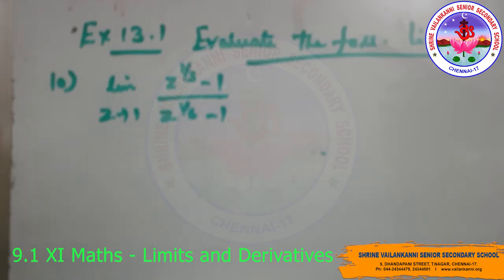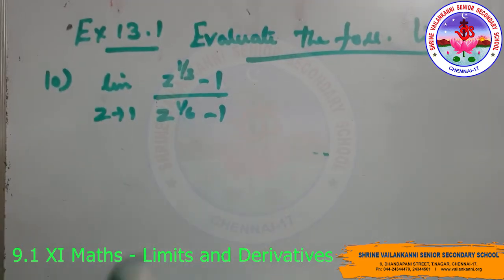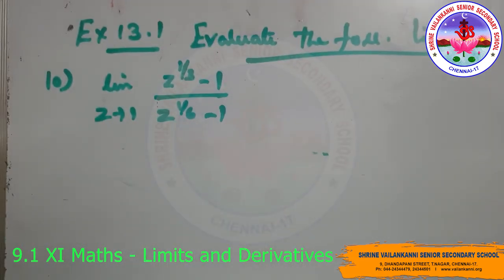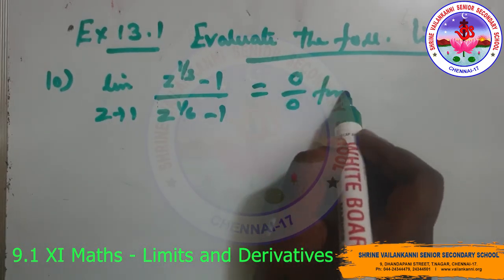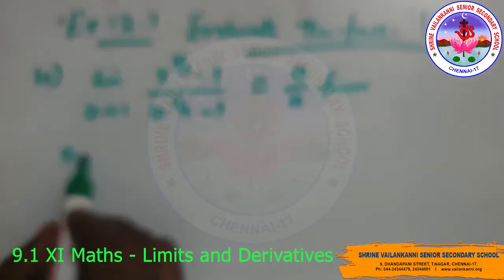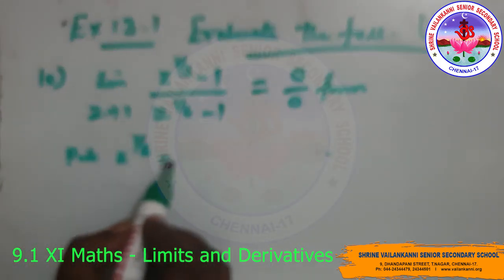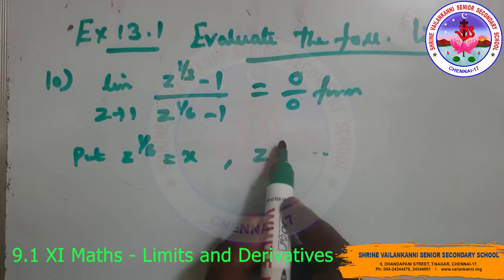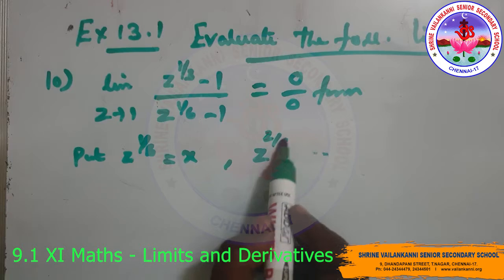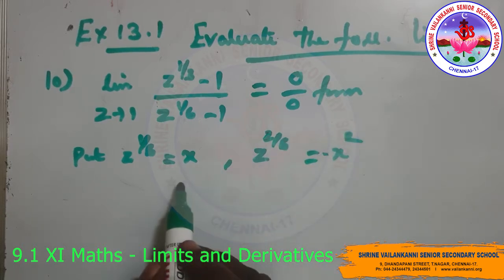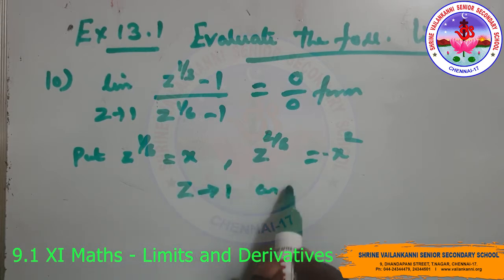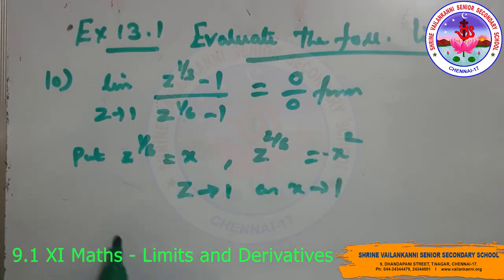10th question, limit z tends to 1, z^(1/3) − 1 by z^(1/6) − 1. So putting z equal to 1, we get 0 by 0 form. Put z^(1/6) as x, then z^(1/3), that is 2 by 6, is equal to x². So that when z tends to 1, x tends to 1.